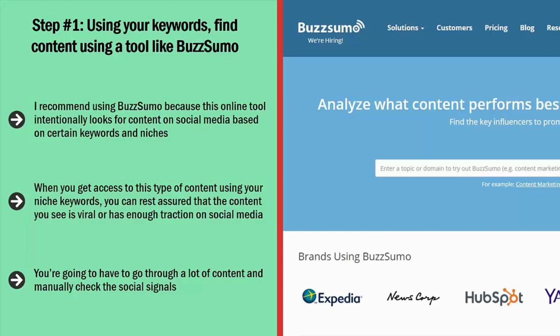It then ranks this material based on their social engagement levels. When you get access to this type of content using your niche keywords, you can rest assured that the content you see is viral or has enough traction on social media.